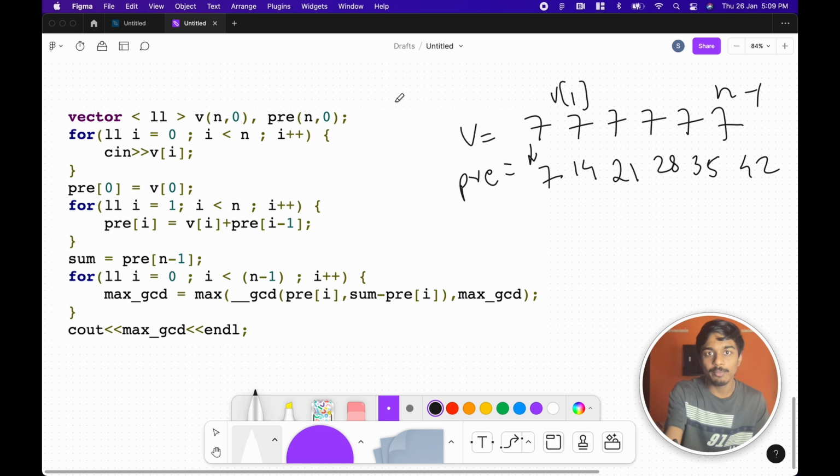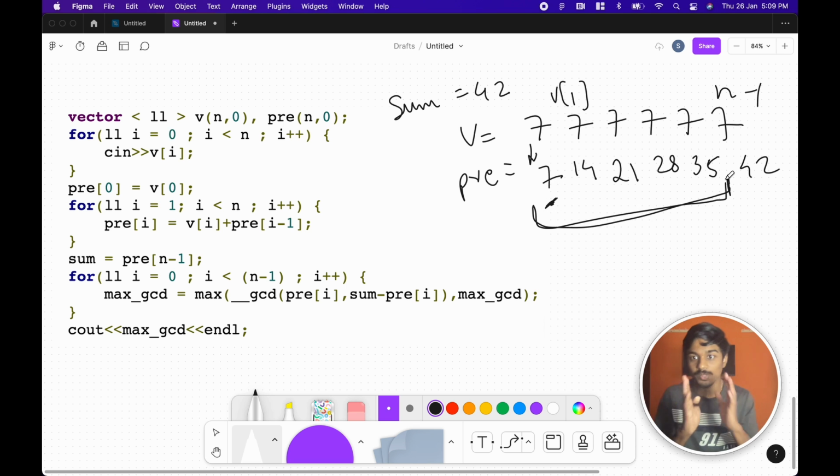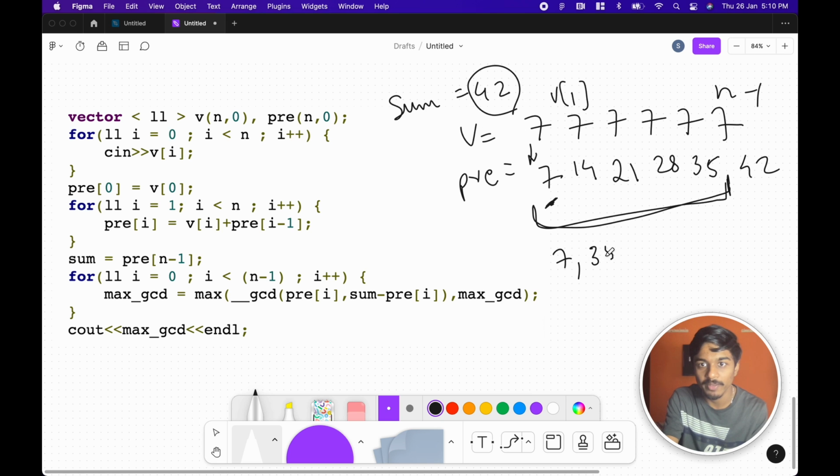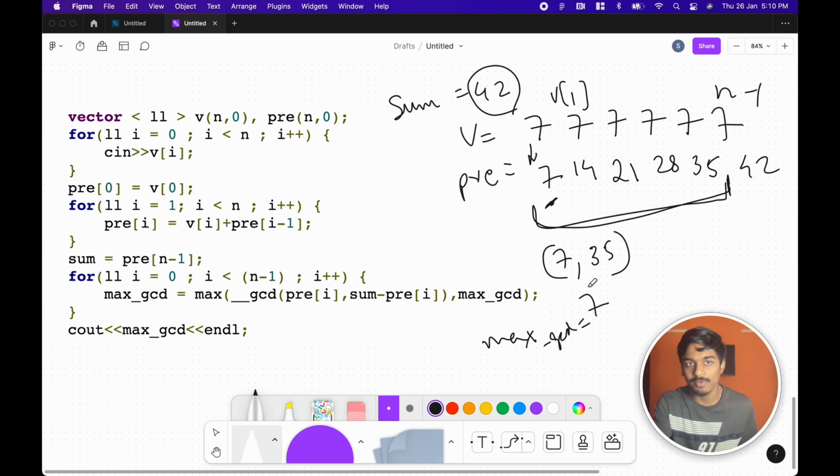Now what I'm doing is I'm taking a value called sum. Sum is the total sum, that is here 42. Okay. Now I am iterating from i equal to 0 to i equal to n minus 2, because till this I am splitting into k subsegments. Now GCD of pre of i comma sum minus pre of i. What is pre of i here? 7 comma sum, what did we get? 42. What is 42 minus 7? It is 35. Now GCD of both of them is 7, and max GCD is currently 7. Okay, because this is the first value.